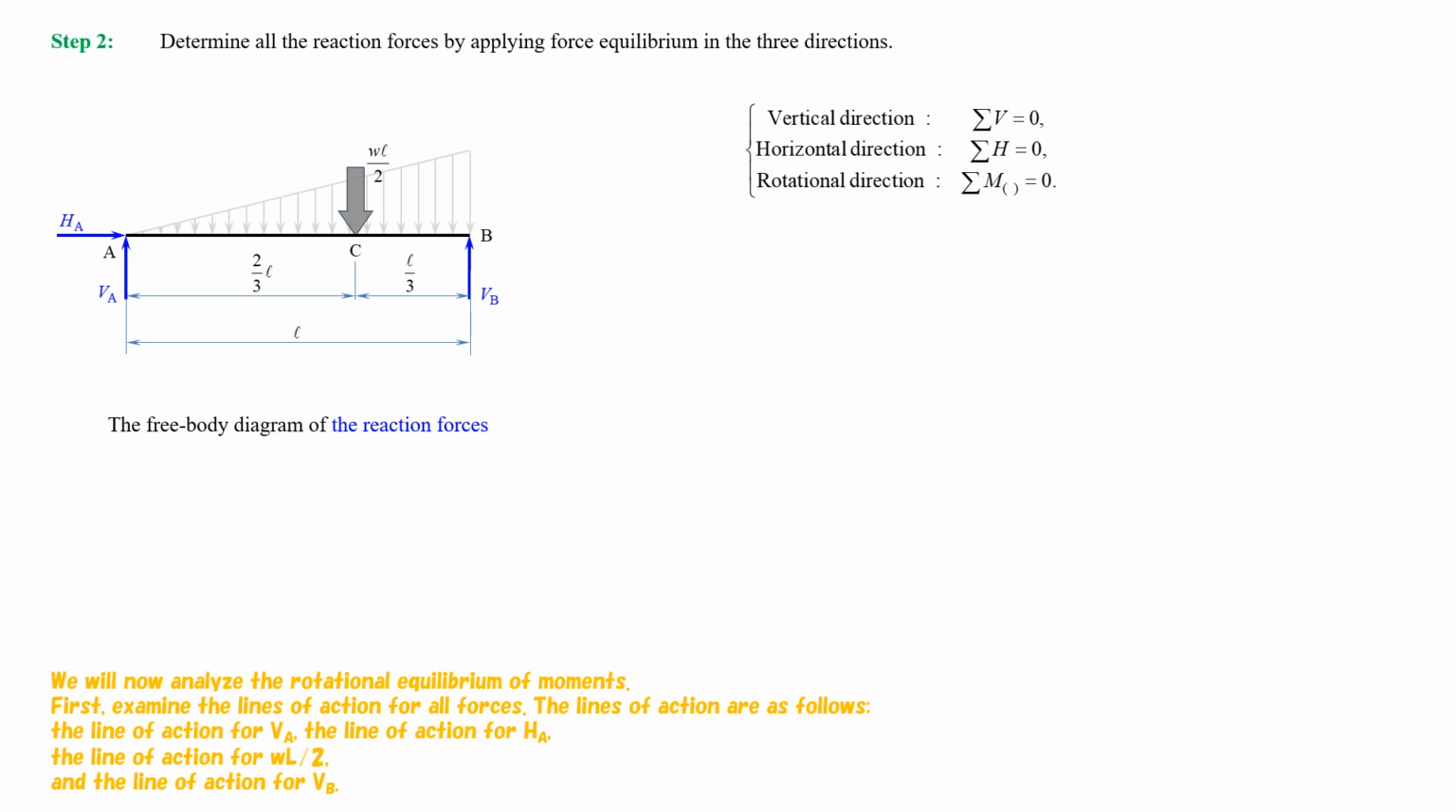We will now analyze the rotational equilibrium of moments. First, examine the lines of action for all forces. The lines of action are as follows. The line of action for VA. The line of action for HA. The line of action for W multiplied by L and divided by 2. And the line of action for VB.